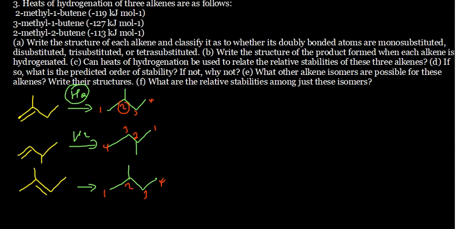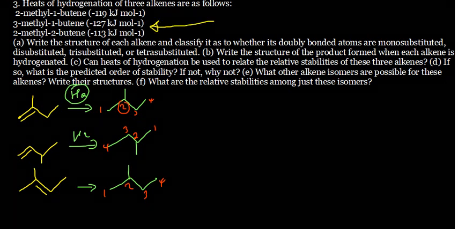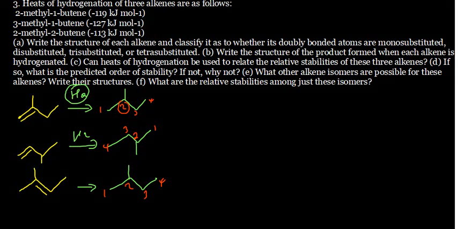C. Can heats of hydrogenation be used to relate the relative stability of these 3 alkenes? So these heats we are seeing here, are we able to use them to determine which one is the most stable? Actually, yes, we can use that, and the reason is because we are forming the same product. Since we are forming the same product, we can actually just use their heats of hydrogenation. Okay. So if so, what is the predicted order of stability?